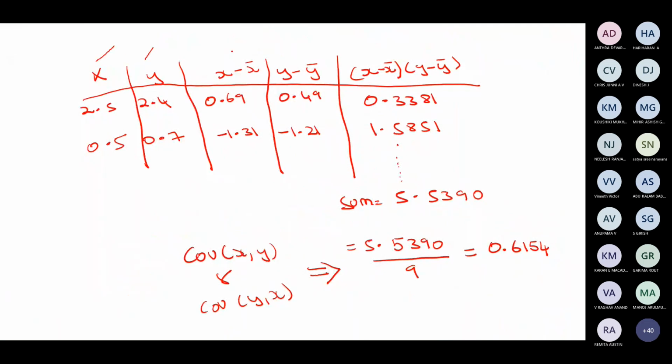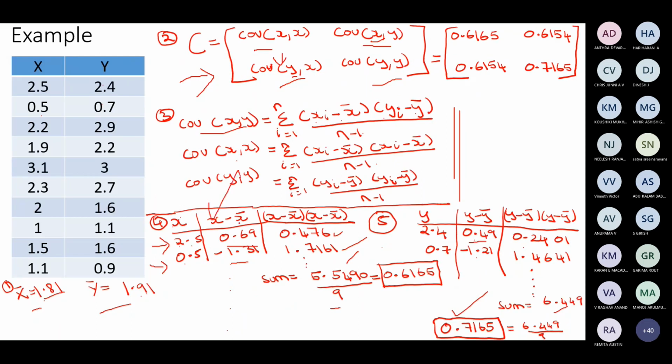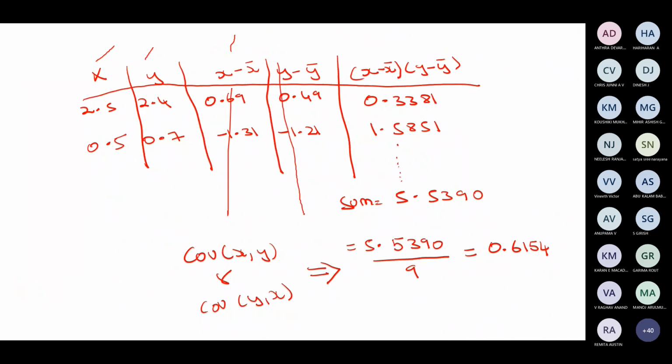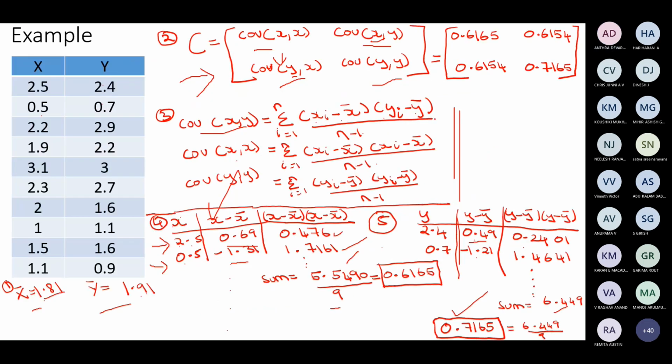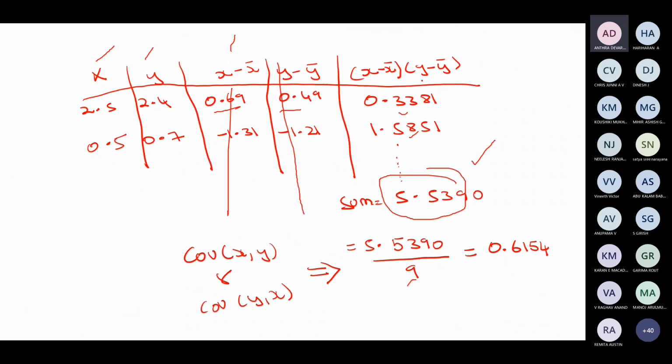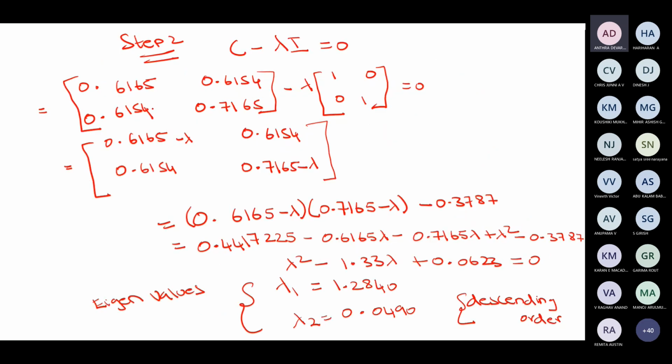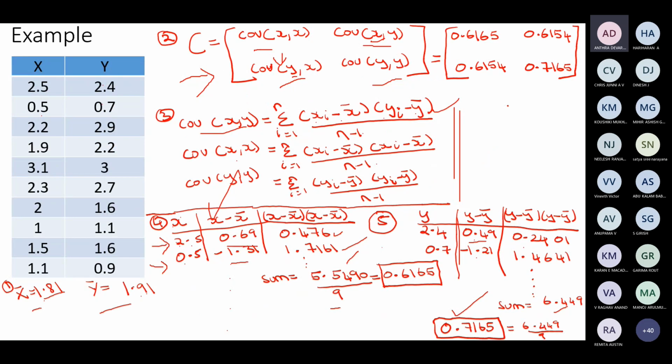Now I do it for the covariance of x comma y. The x value is given, the y value is given. The x minus x bar you have already found out, and y minus y bar you have already found out. Plug in all the values and multiply x minus x bar with y minus y bar. I get this one, divided by n minus 1, which is 9. When you add up, I get this value. Now the covariance of x,y and y,x are the same. So now I formulate the covariance matrix, and you see, I have formulated my covariance matrix based on the values.